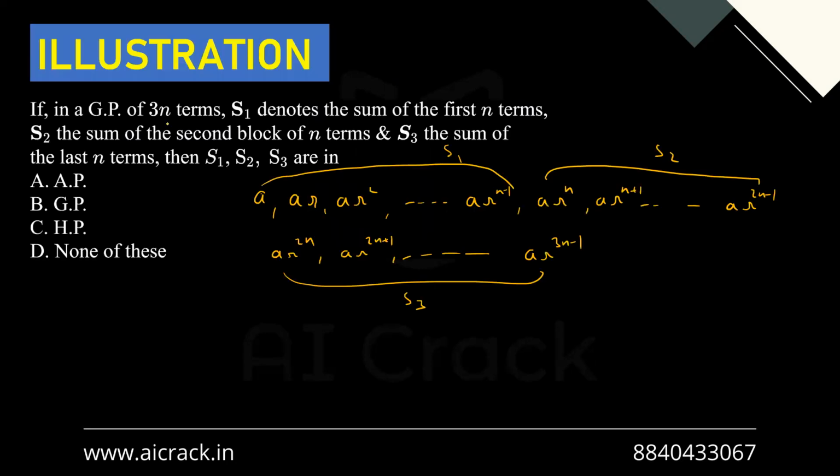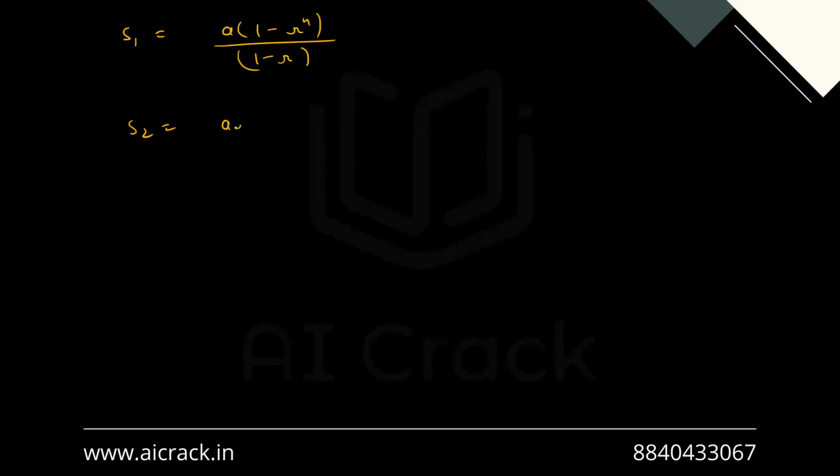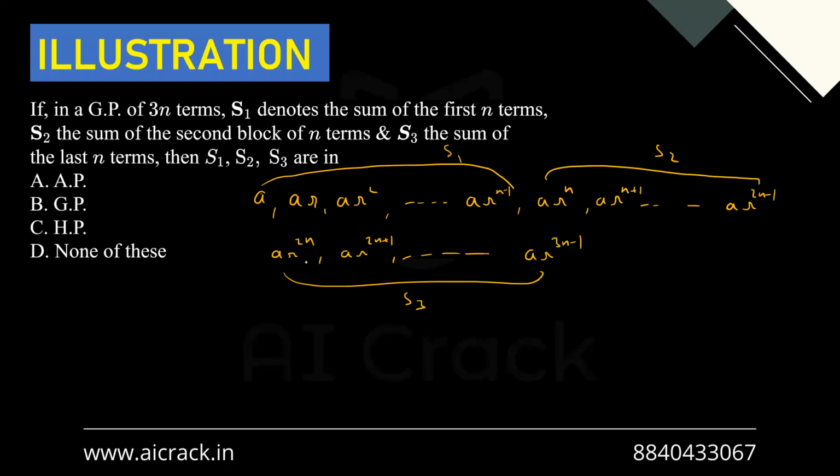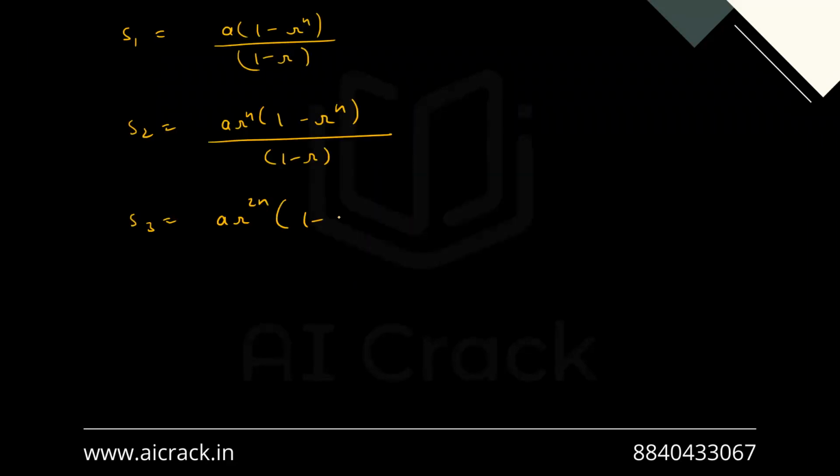Similarly, S2 would be, here the first term is AR raised to power N, common ratio is again R only, and the number of terms is N, divided by 1 minus R. Similarly, S3 would be AR^(2N), because the first term over here is AR^(2N), multiplied by 1 minus R^N divided by 1 minus R.